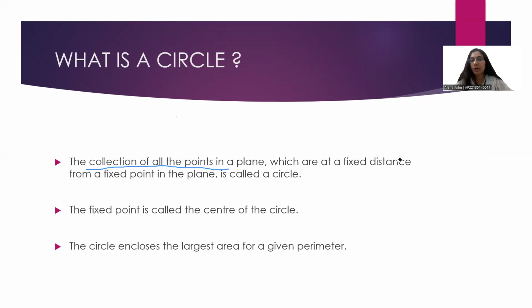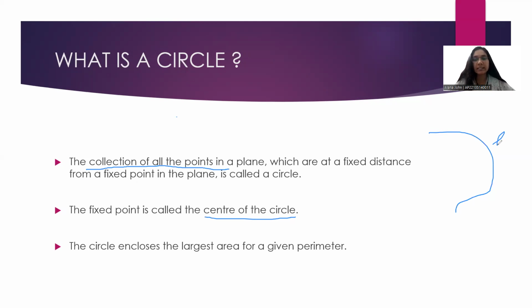Now, the fixed point which we took has a special name, which is called the center of the circle. And now, if you are given a curve, a curve means any line in this form. It is not a straight line, it is a curve. If you are given any curve of length L, then we can make many shapes using this curve, right? We can make many shapes, but we have to make a shape such that the area enclosed by it is the maximum.